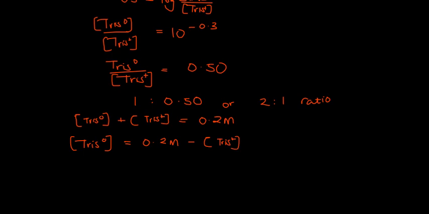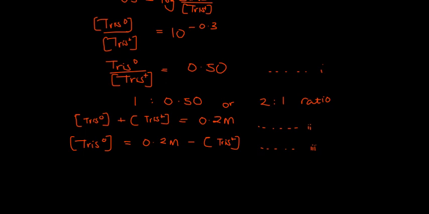Okay, so we have three equations here. This is the third equation. This is the second equation. Then we also had this, which you can write as the first equation. So using these equations can help you to find the concentration of this. So if we replace the base in the first equation, the Tris base, we will replace it with 0.2 minus the concentration of the acid, divided by the acid, is equal to 0.50 as in equation 1.